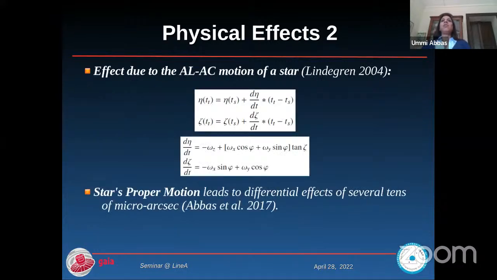We also have the effect due to the along and across scan motion of a star. As the focal plane moves across the field of the stars, you have this motion in the along and across direction just due to the way Gaia scans the sky, mainly due to the precession motion. So you have to take into account this particular along and across scan motion. And then of course we have the motion of the star itself, and this also gives an order of several tens of microarcseconds.